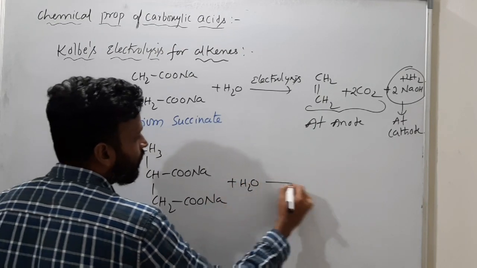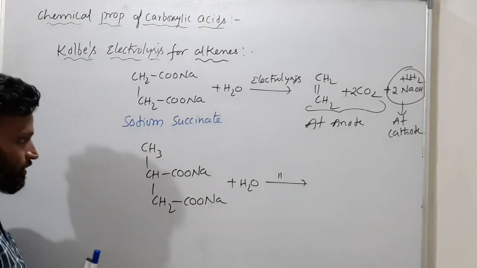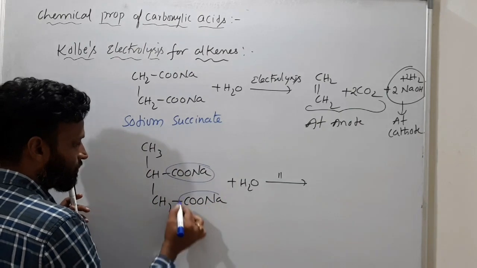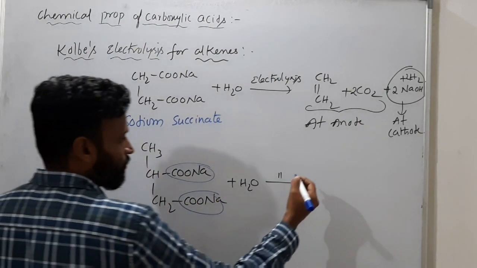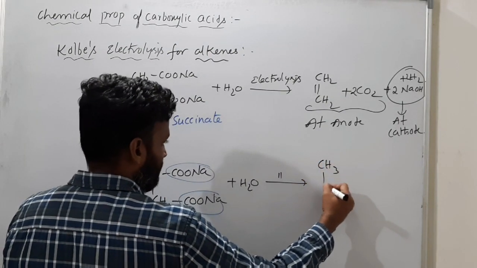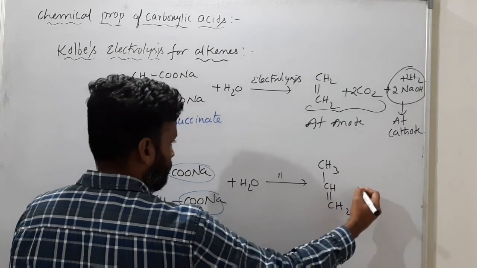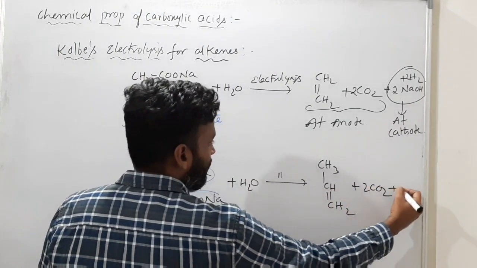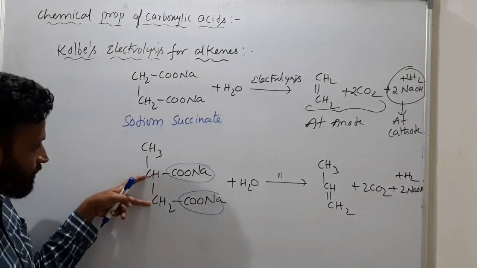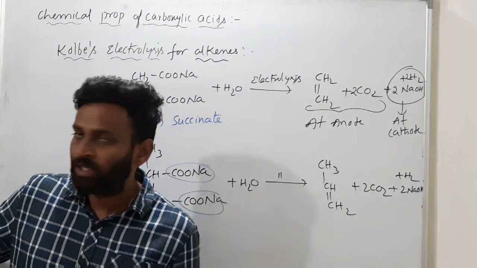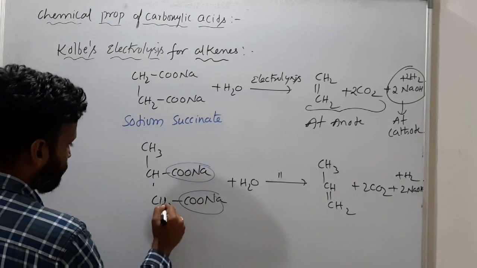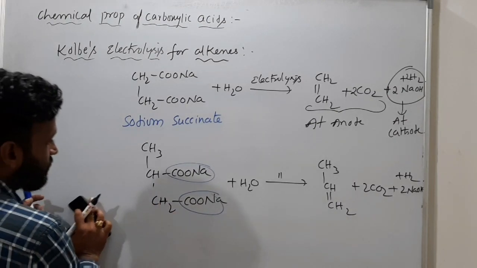This with water on electrolysis, what is the product? Understanding? Same story. This will be removed and this will be removed, and a double bond you will have here. So on electrolysis you have the product CH3CH=CH2, 2 moles of CO2 and 2 moles of NaOH plus H2. Same story. So what happens between these two carbons? You have a double bond. That's it. Please note it down, everyone.